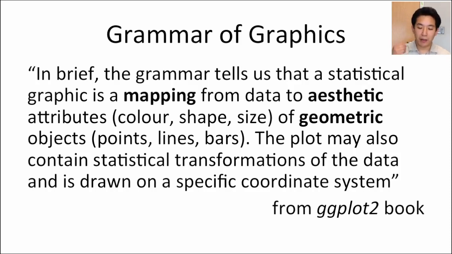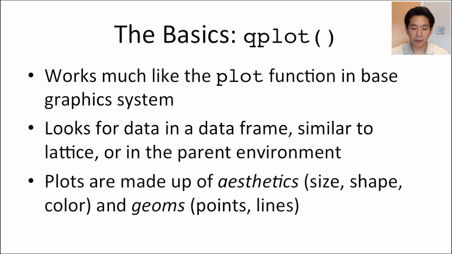So we have a mapping from data to aesthetics, geometric objects, we have statistics, and we have a coordinate system. So in this lecture, I just want to talk about the qplot function, which is kind of the most basic function, and it's probably the best place to start for someone who's transitioning from, say, the base plotting system. So in the base plotting system, the workhorse function is the plot function. And so qplot, which you can think of as standing for quick plot, is kind of the workhorse function for ggplot, and it's analogous to the plot function in the base system.